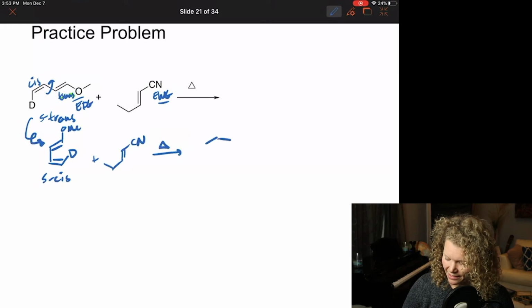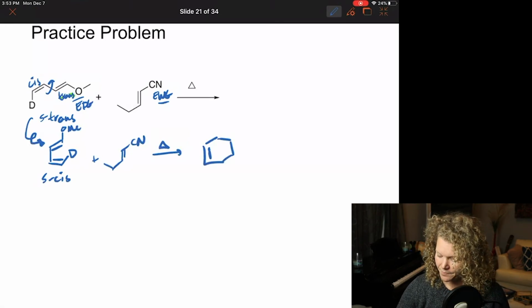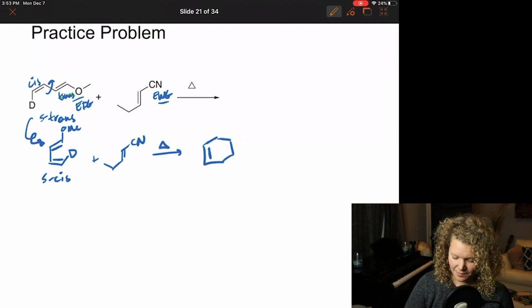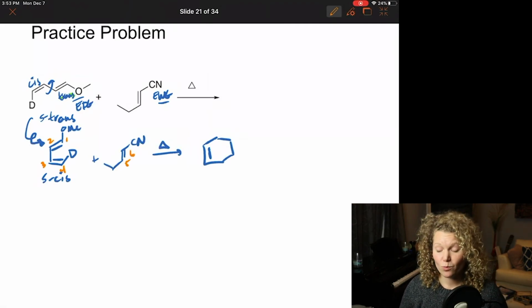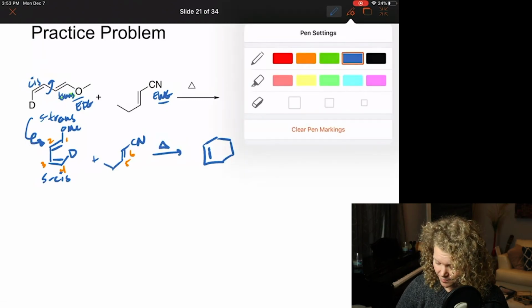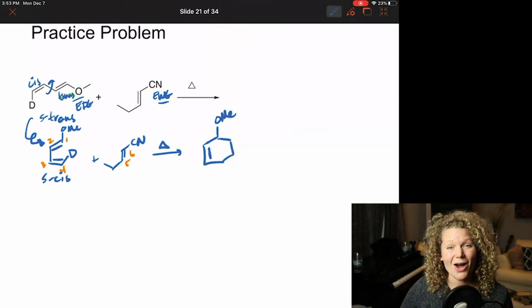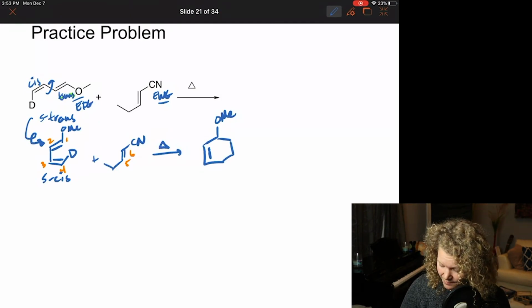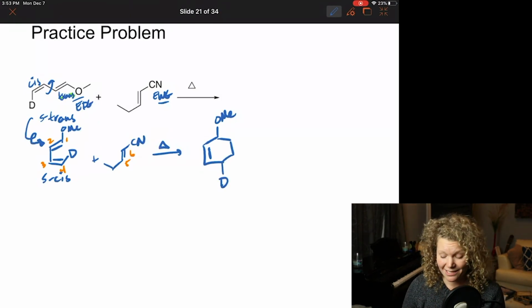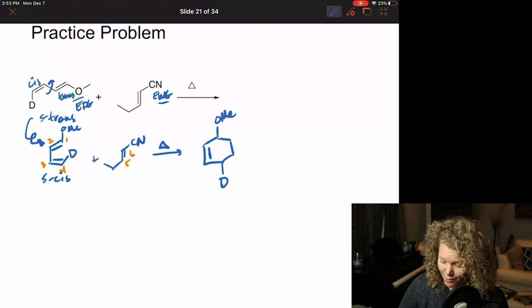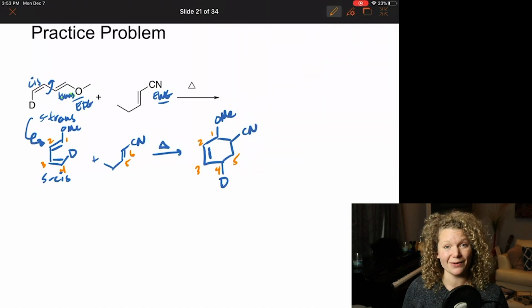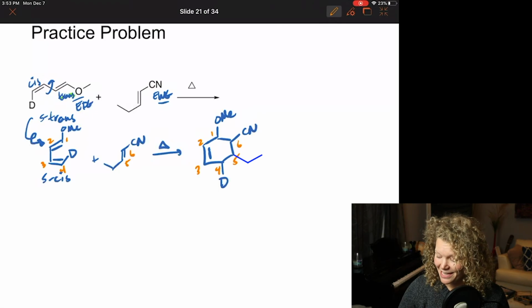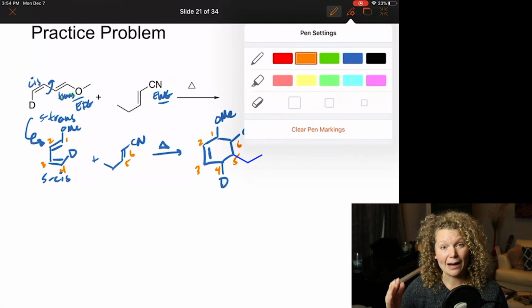We are going to make a cyclohexene ring. Let's count our carbons. Okay. On carbon 1, we have a methoxy group. And then on carbon 4, we have our deuterium. Now, the way that I've placed this, we have our nitrile on carbon 6 right here. Let's count our carbons out. 4, 5, 6, okay?